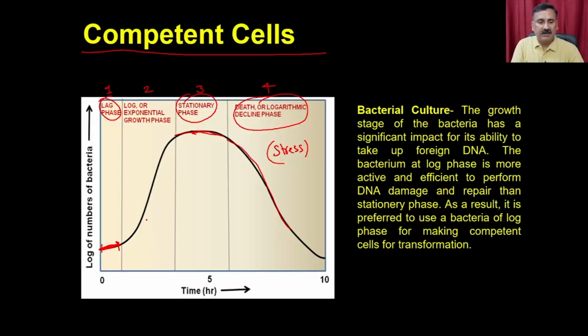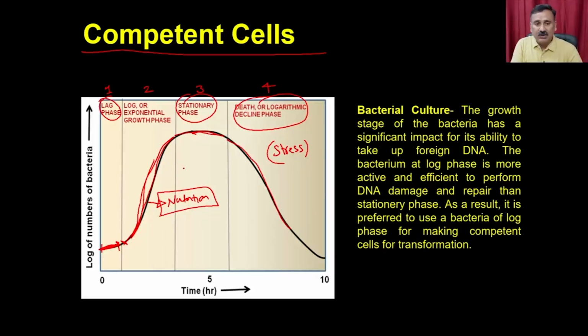So you have to grow the bacteria in such a way that they are in the logarithmic phase, so that they are very healthy, they are acquiring the different types of factors, and there is no dearth of nutrition. So there is no loss of nutrition. They have a lot of nutrition, and they have the ability to produce a lot of factors.